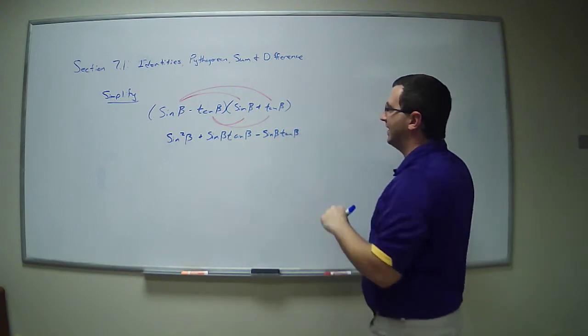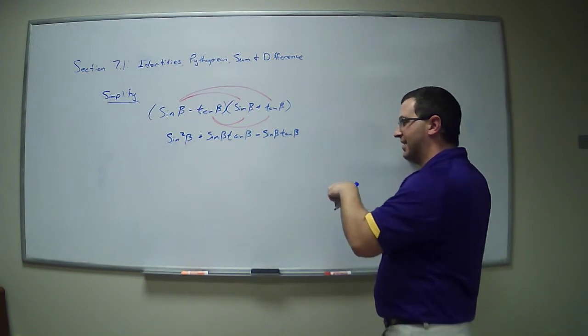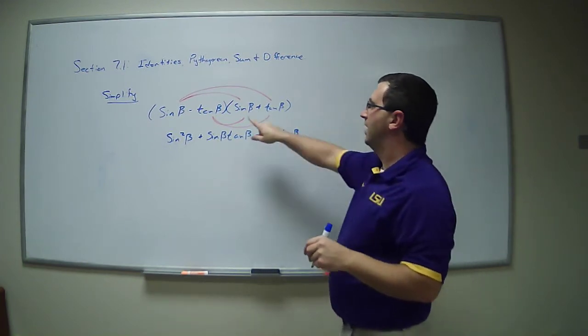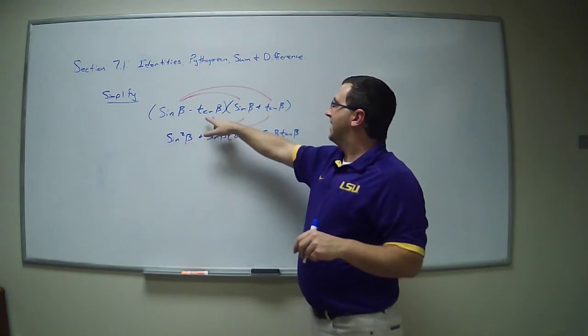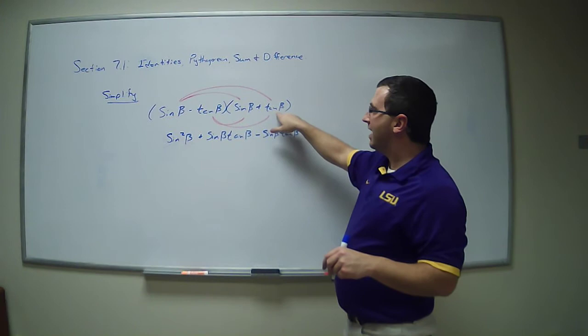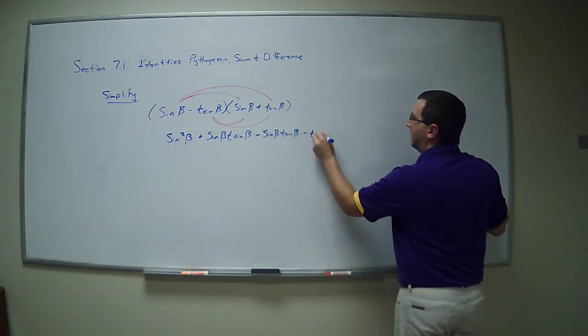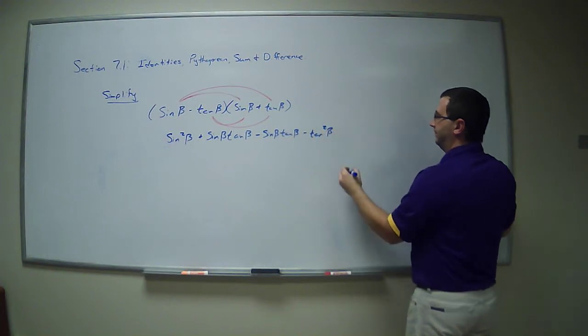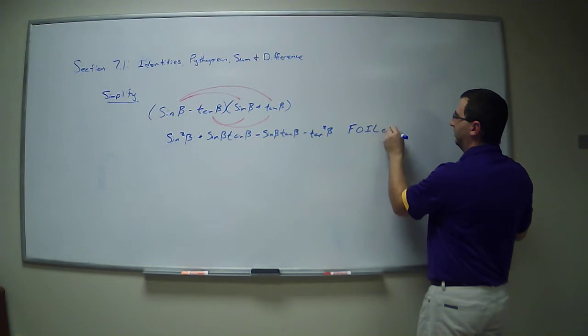And I'll show you why I did that in a little bit. Okay? Actually, it'll be in not this step, but the next one right afterwards. And then if we multiply the last terms together, negative tan beta times positive tan beta is a negative tan squared beta. All right, so what we did here, we FOILed.